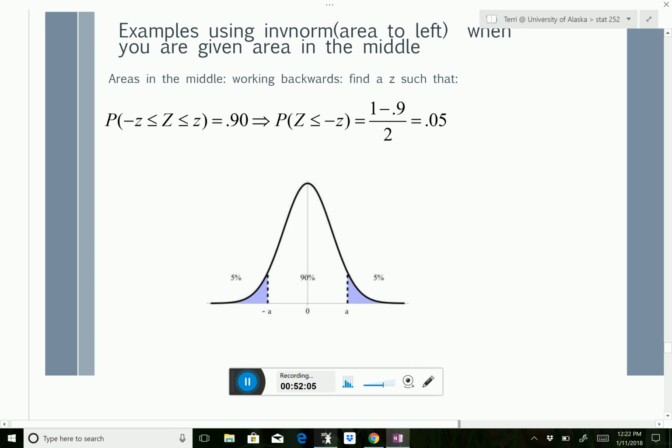Okay, so this is a little more difficult. We are given an area in the middle, and we need to find what these z's are. Now here we call them a's, but that's okay. I call them a's down here. I'll call them a's up here. Doesn't really matter what I name it. So we want the probability that negative a to a is 90%. So this is 0.9 in the middle. So the question is, what's the area in the tails? Well, it's 5% or 0.05.